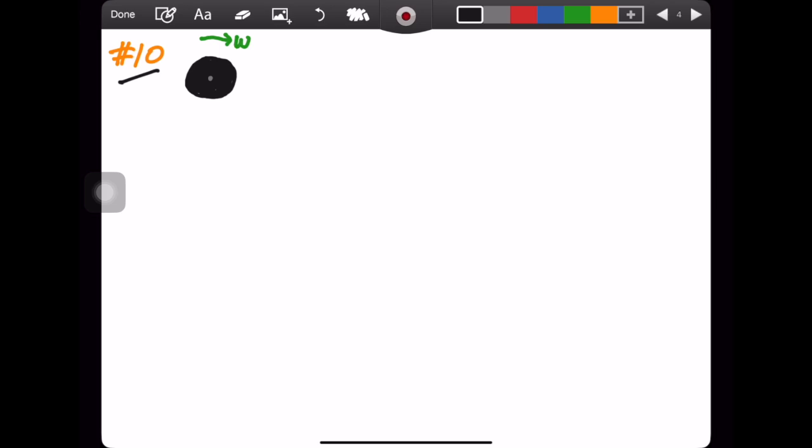This is problem 10 on problem set 6. There'll be an exam problem exactly like this one. So this problem is a turntable rotating at 100 RPM, which is to say that the angular velocity omega equals 100 RPM, which stands for revolutions per minute.